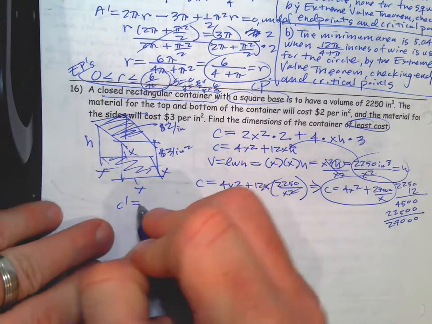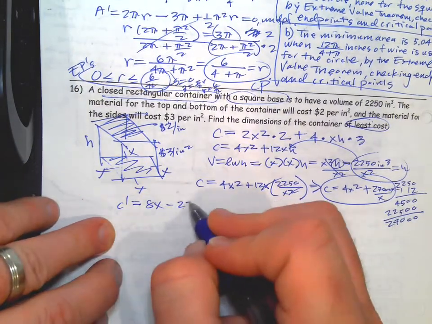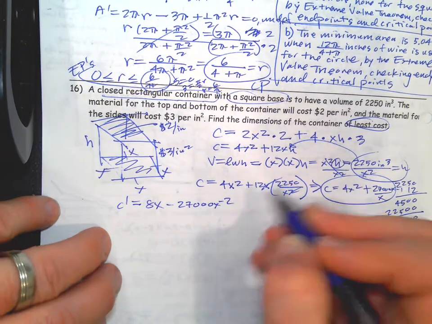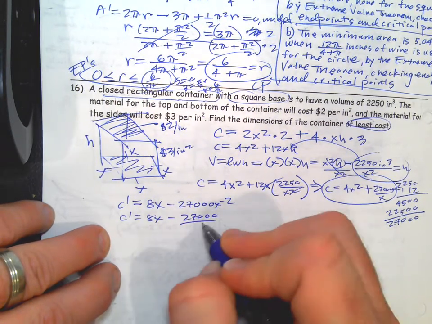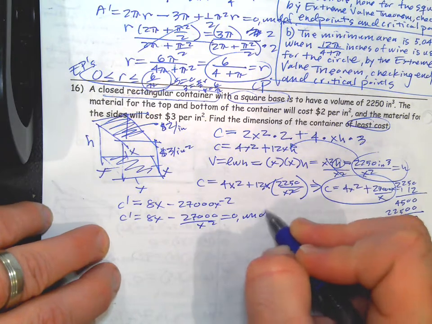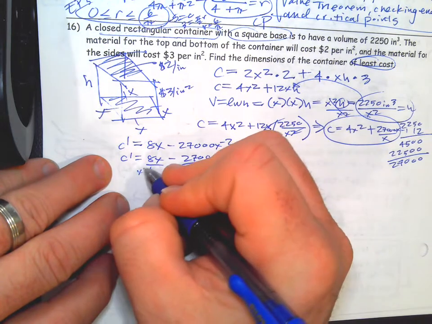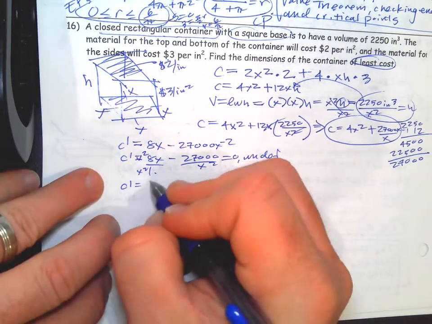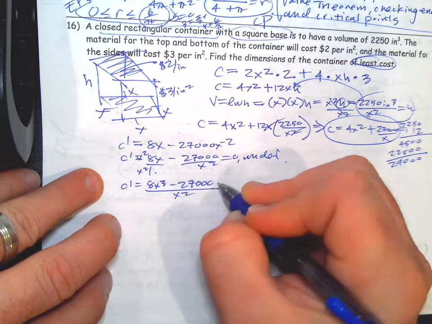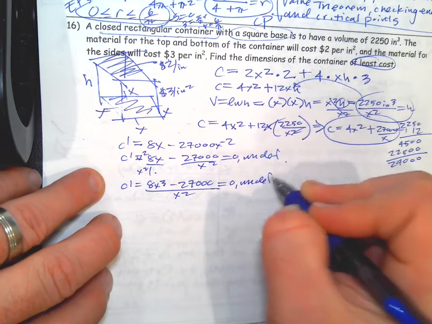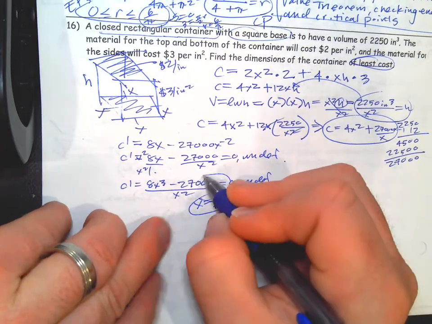C prime equals 8x. Now I don't want to do quotient rule on this. I'm going to think of it as x to the negative 1. So it's going to be minus 27,000 x to the negative 2. So that's going to be 8x minus 27,000 over x squared equals 0 or undefined. I'm going to combine these into a single fraction. If you cross multiply, you're going to lose critical points. So I'm going to multiply top and bottom of this by x squared. So C prime equals 8x cubed minus 27,000 over x squared equals 0 or undefined. So undefined comes from this guy on the bottom, which is a bounce. 0 comes from the top.